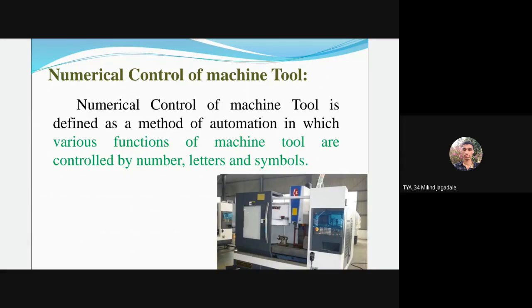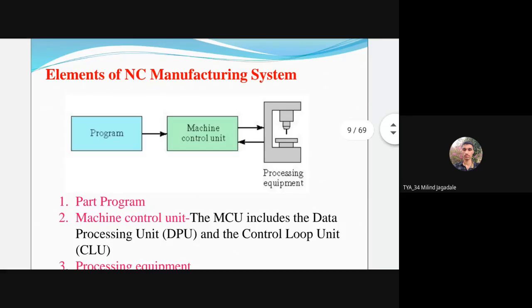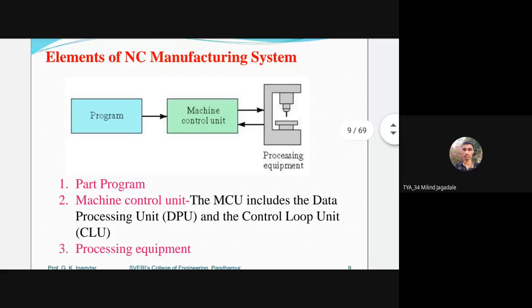Various functions of machine tools are controlled by numbers, letters, and symbols. This is nothing but numerical control. Now, different elements are also available. The three elements of an NC system are the program, machine control unit, and processing equipment. Processing equipment is nothing but the manufacturing process, whatever process is done on the job, whatever the material. But the basic three components are very important while studying the NC or CNC system: program, machine control unit, and the process.